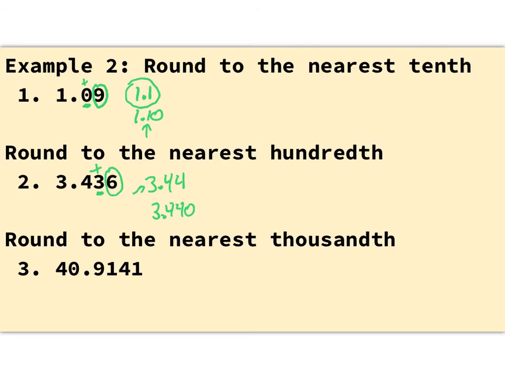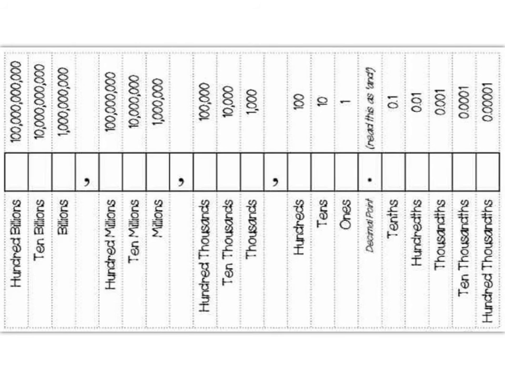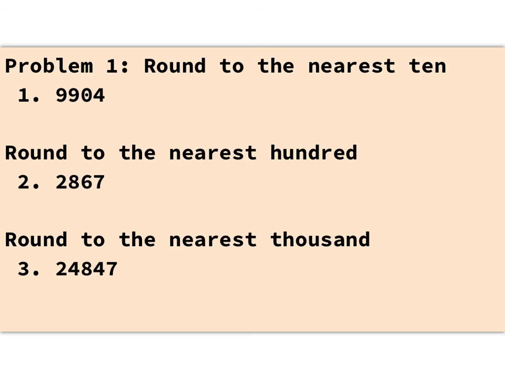And finally, to the nearest thousandth. Tenths, hundredths, thousandths. This is our place value. We look at the number to the right, which is between 0 and 4. So our rounded number is 40.914. I know that 9 looks a little crazy, but excuse my sloppy handwriting. And let's move on to your examples. Place value chart for you to look at and round each number.